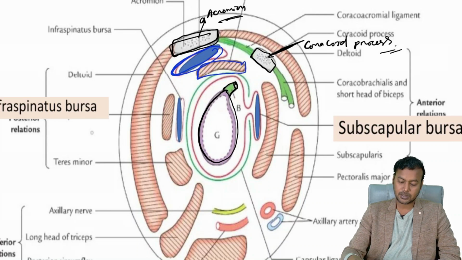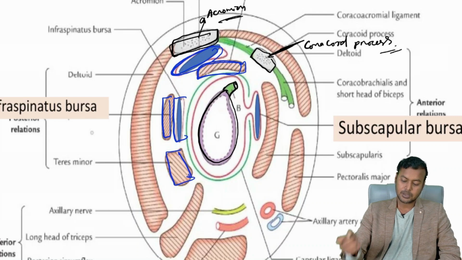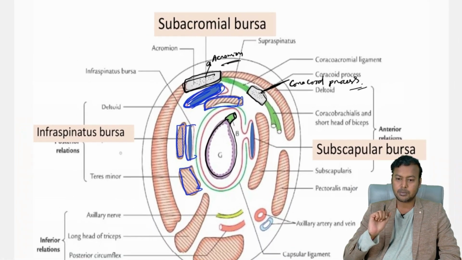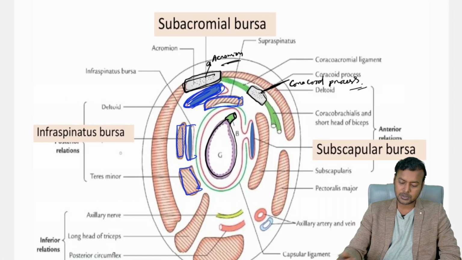We have just seen in the dorsal aspect, we have the three muscles, that is the supraspinatus superiorly, the infraspinatus posteriorly, and the teres minor. So this bursa, which is present below the acromion, is known as the subacromial bursa. It is also sometimes called the subdeltoid bursa.